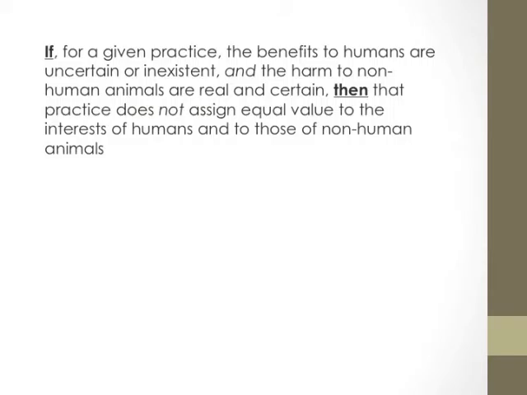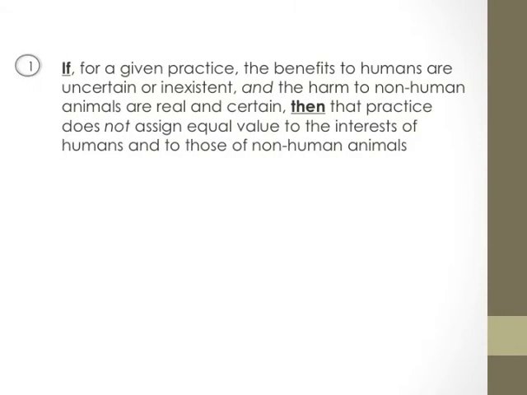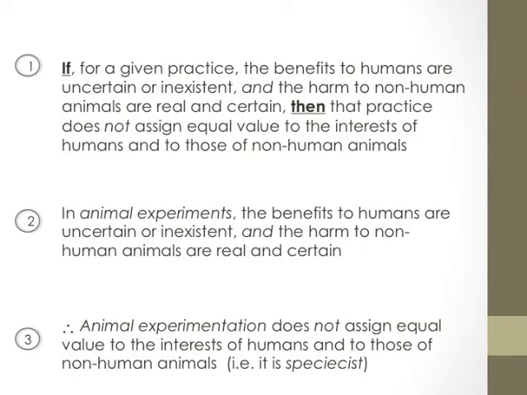If, for a given practice, the benefits to humans are uncertain or nonexistent, and the harms to non-human animals are real and certain, then that practice does not assign equal value to the interests of humans and to those of non-human animals. So we can say that this is the first premise. And then we add the other premise and the conclusion.